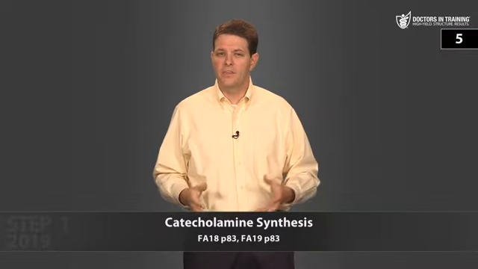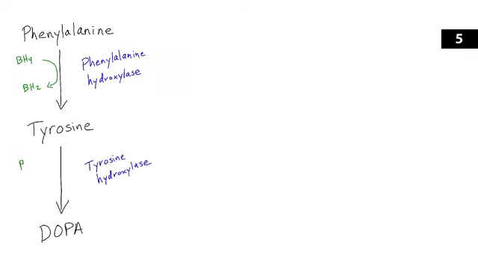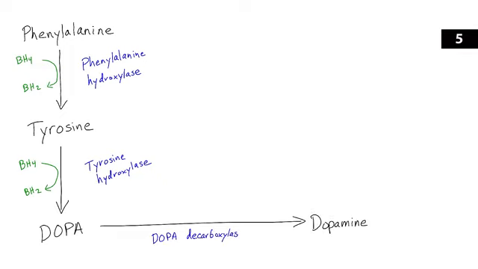Now, in your study guide, there's a place for you to write down this pathway, so let's simplify it a little bit. You start by converting phenylalanine to tyrosine using the enzyme phenylalanine hydroxylase, and the cofactor required is BH4. Then you convert tyrosine to levodopa using the enzyme tyrosine hydroxylase and the same cofactor, BH4. Then you convert levodopa to dopamine using the enzyme DOPA decarboxylase and the cofactor vitamin B6.